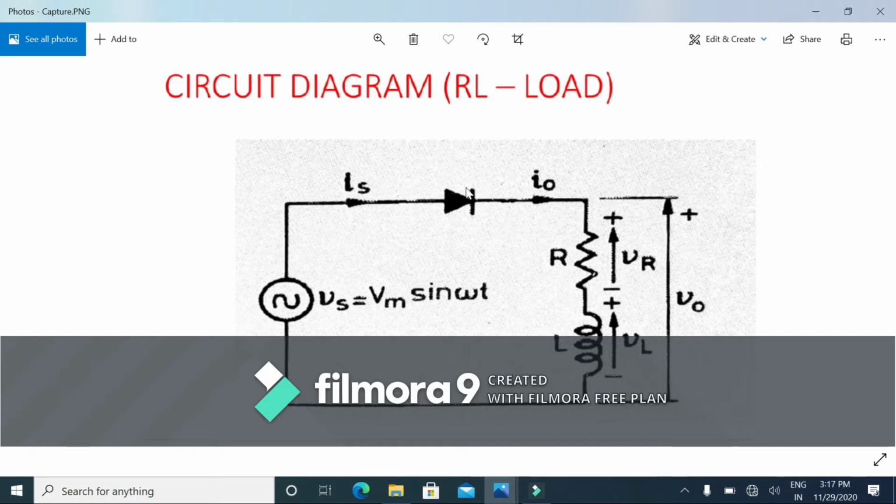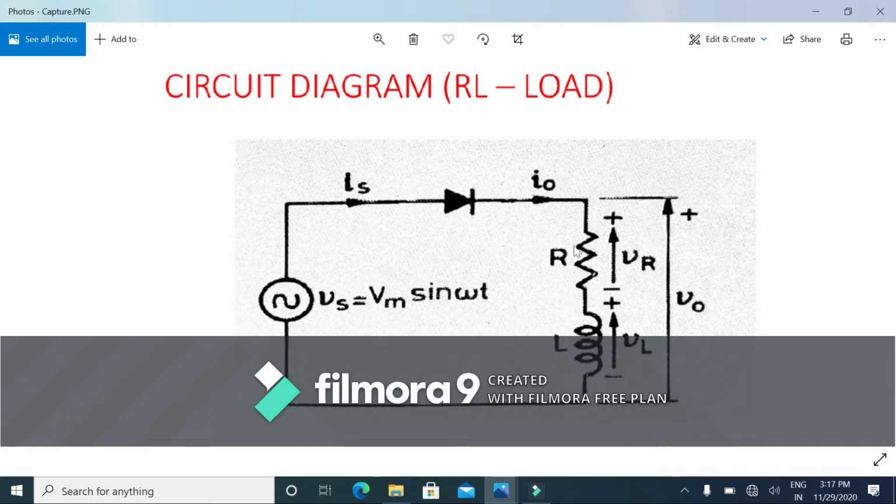When this diode is forward biased, this Vs will be equal to V naught. At that time, the voltage drop across diode will be ignored because that is very less as compared to this voltage source Vs. This output voltage V naught is equal to VR plus VL. That means whenever our diode is forward biased, this output voltage will be equal to source voltage, or we can say that this source voltage Vs is equal to VR plus VL.